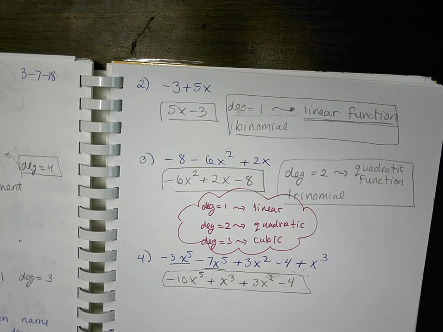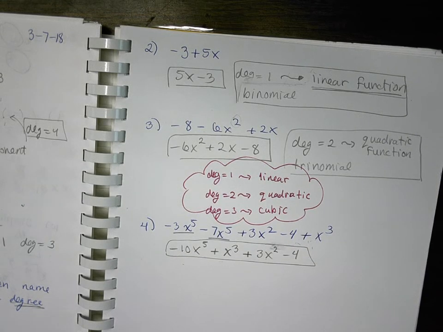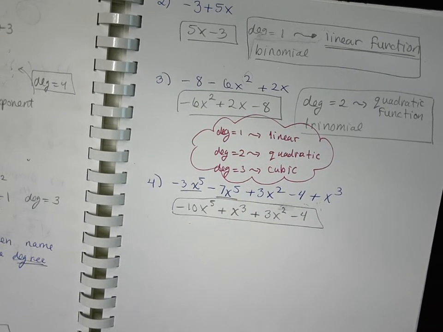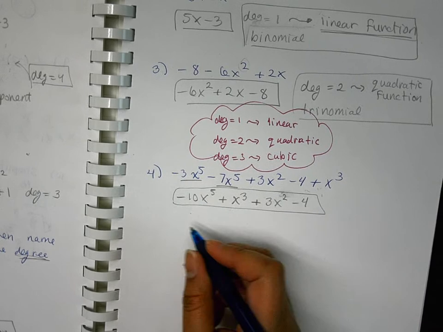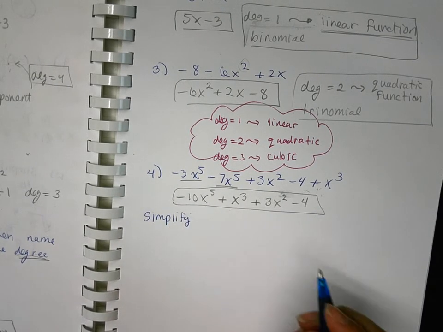If two terms have the same exponent but they're not like terms, do you do the one with the bigger coefficient first? You go alphabetical. Are there x's and y's? Then you go alphabetical. All right. Simplify.